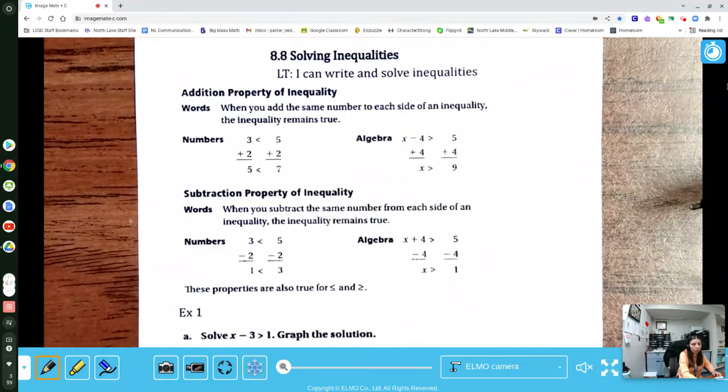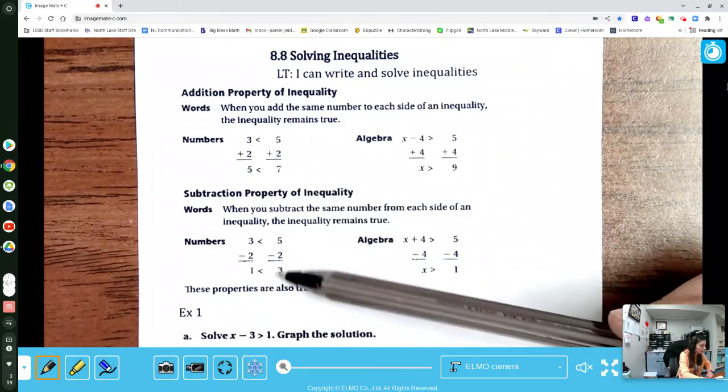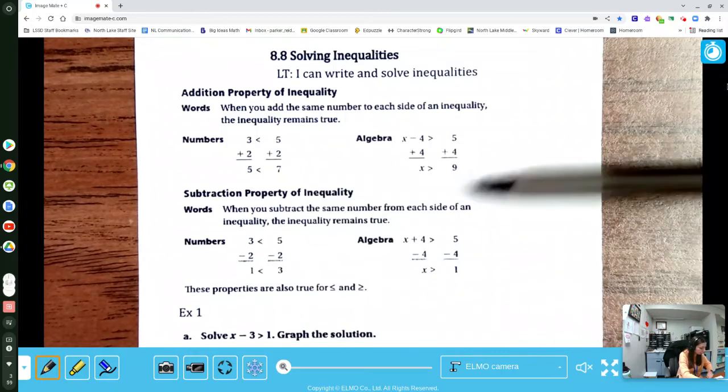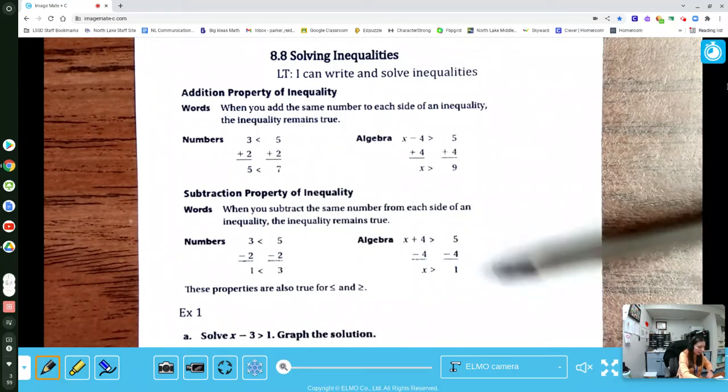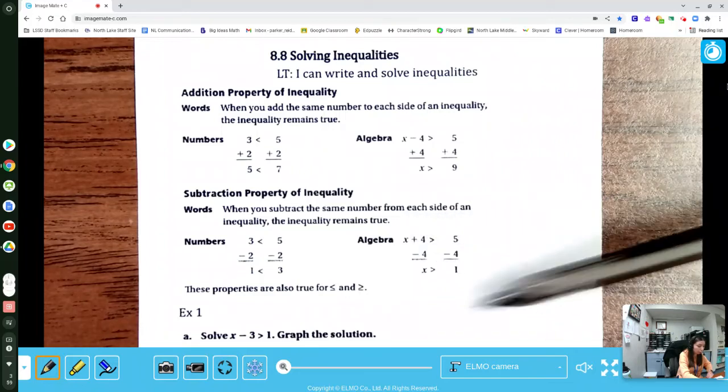We also have the subtraction property of inequality, which says when you subtract the same number from each side of an inequality, the inequality remains true. So same idea, but with subtraction. 3 is less than 5. If you subtract 2 from both sides, we get 1 is less than 3. Still true.